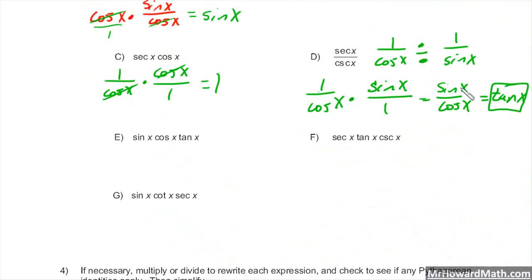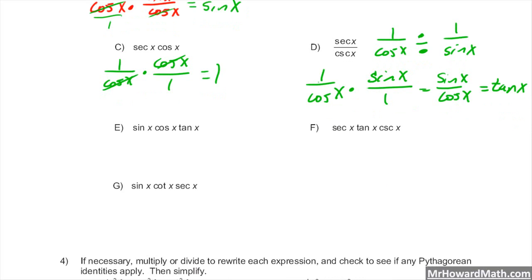So this is simplified. You want to try to get rid of any fractions. You know you're simplified when you don't have any other fractions left, and in general you should be writing them in terms of one of the trig functions. So tan x is the simplification there. Let's do one more quickly here.